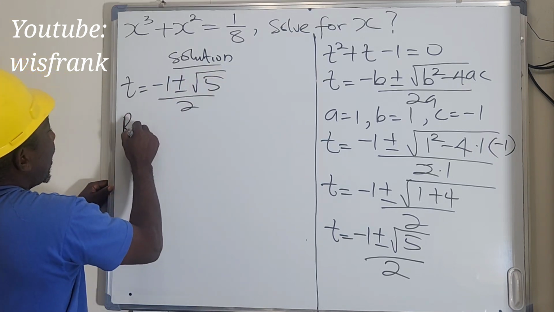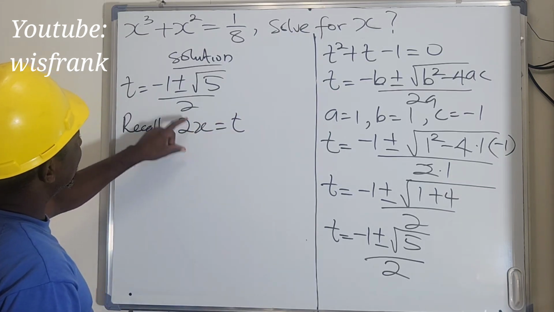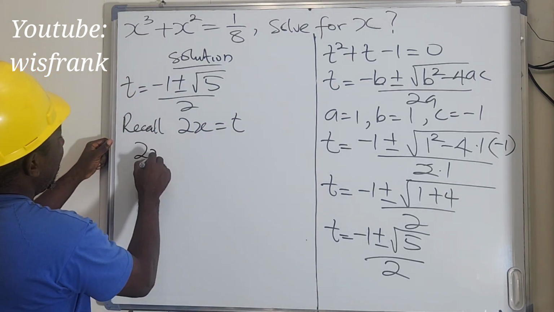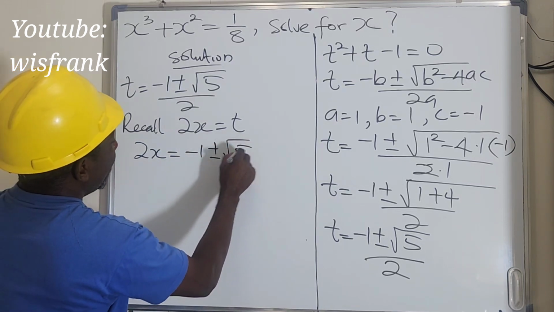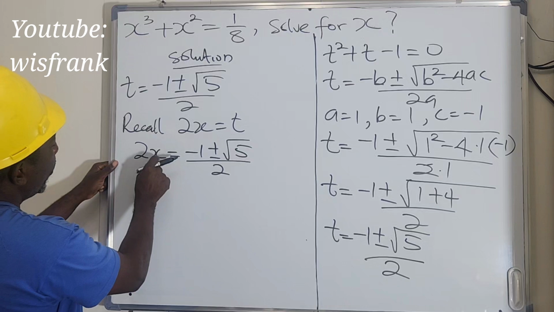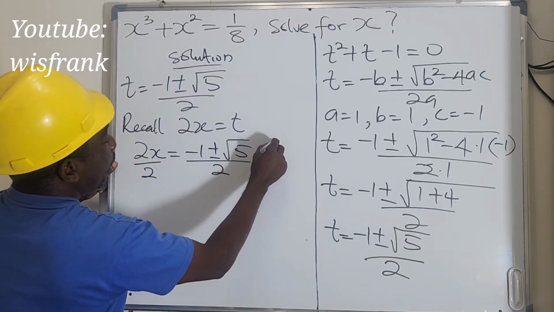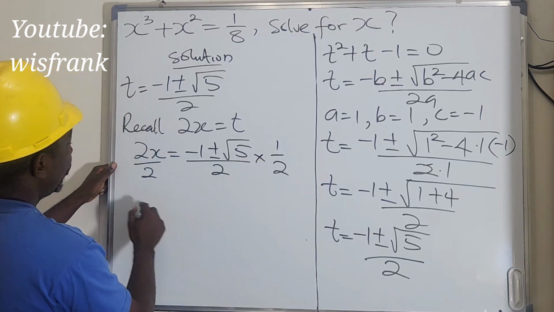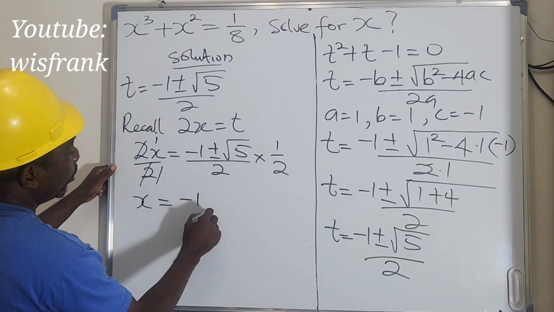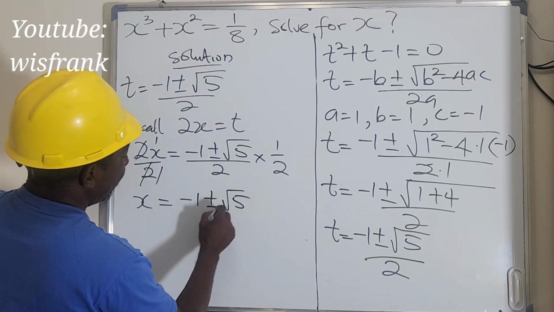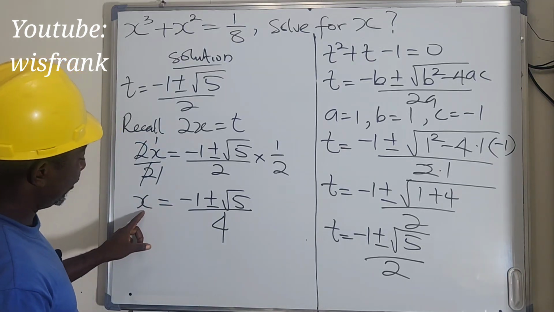So we recall that when we have 2x equals to t, so our value of 2x here equals to t. So we have 2x equals to minus 1 plus or minus square root of 5 all over 2. So here we can divide both sides by 2. So this one will be divided by 2, and this one will be times 1 all over 2. We cancel here, and we have x equals to minus 1 plus or minus square root of 5 all over, this is 2 times 2, we have 4. So here we have the value of x.